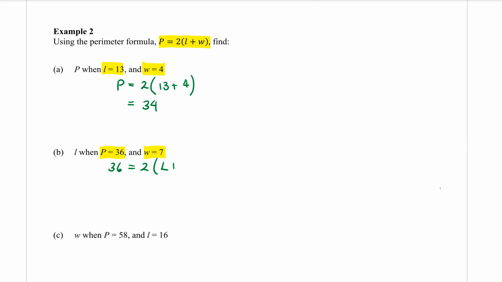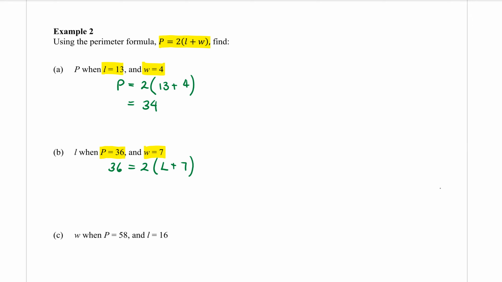Plus the W, which was 7, close bracket. Now, L is in there with a whole bunch of numbers, so we're going to have to move those numbers away. Remember, when there are brackets, what should I do first? Get rid of the brackets. So we want to expand them.